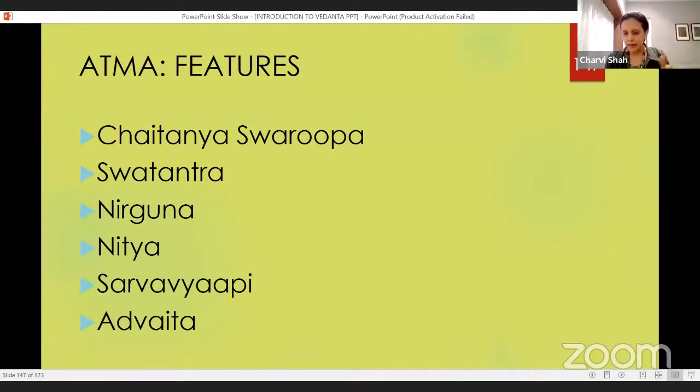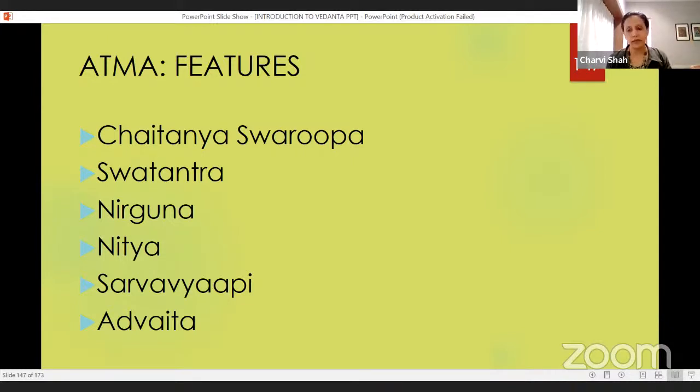Along with that, in our study, we also understood that firstly, Atma is Chaitanya Swarupa, which is nothing but what we said, that consciousness is an aspect of the inherent nature of Atma. Just like how we had said, heat is an inherent nature of fire. Same way, Chaitanyatvam or consciousness is an inherent nature of Atma. So we say Atma is Chaitanya Swarupa.